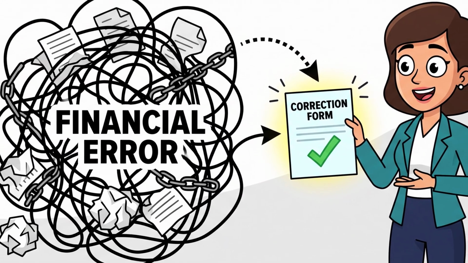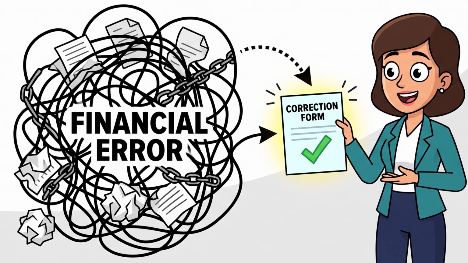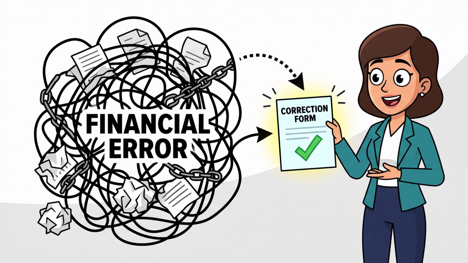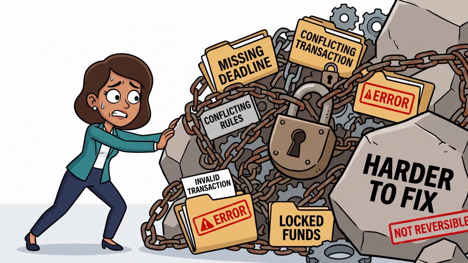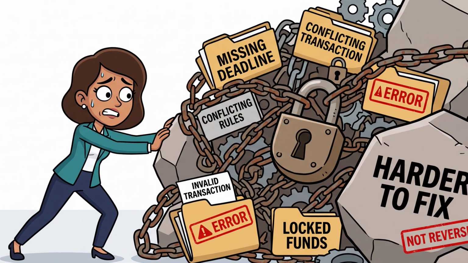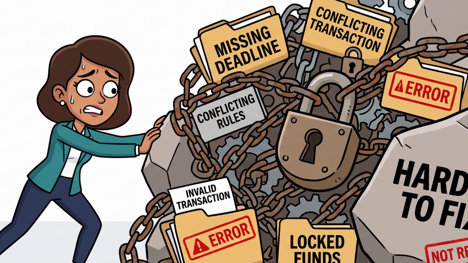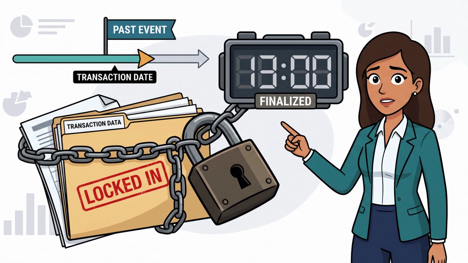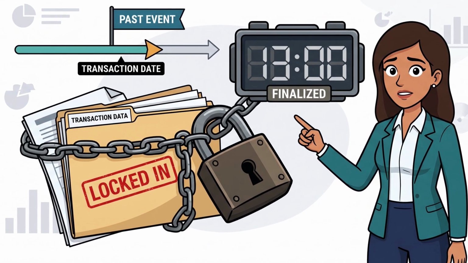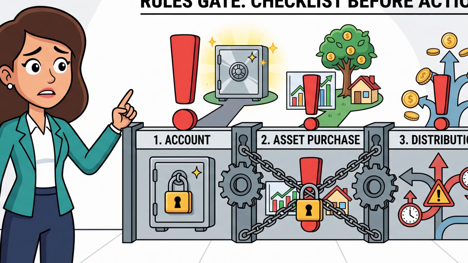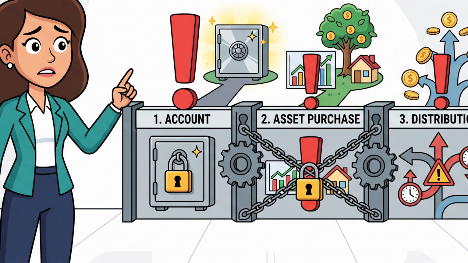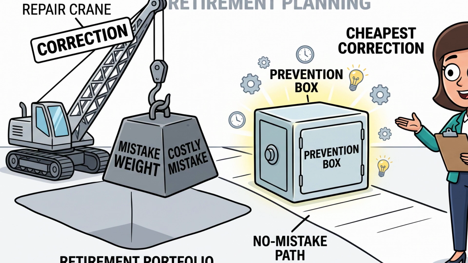The final point is that mistakes are often easier to prevent than to repair. Some errors can be corrected with forms, recharacterizations, amended returns, return contributions, or careful timing. Others are much harder because the transaction has already happened and the tax treatment is locked in. That is why the best time to understand the rule is before the account is touched, before the asset is purchased, before the distribution is requested, and before the tax form arrives. In retirement planning, the cheapest correction is the one you never need.